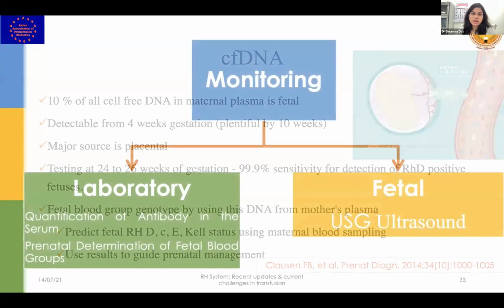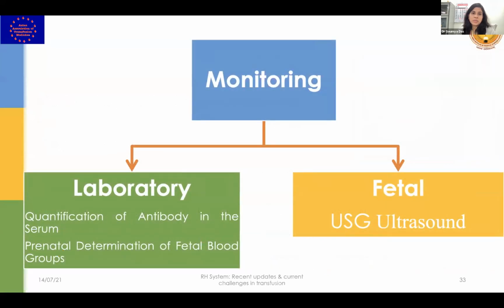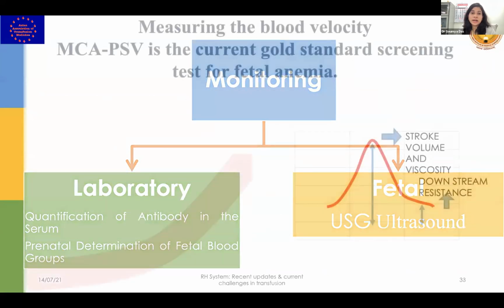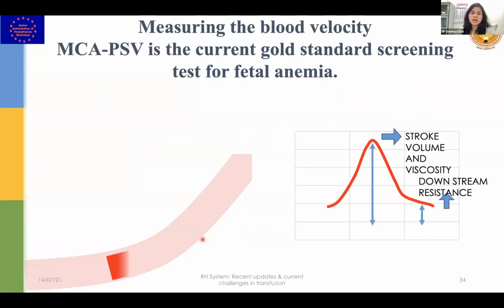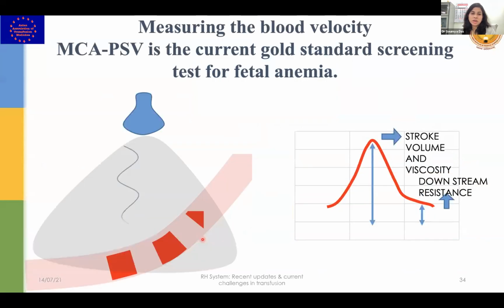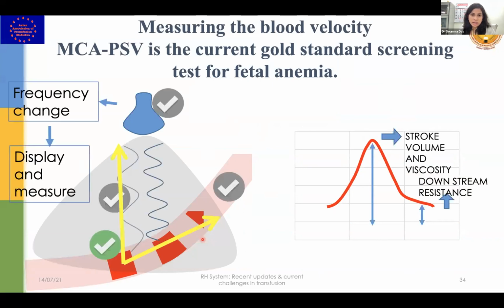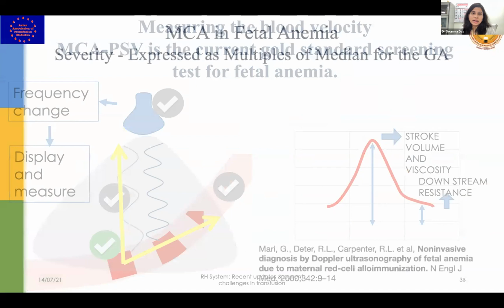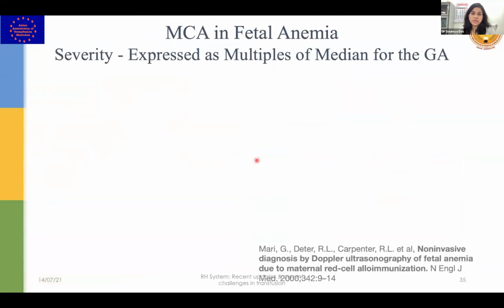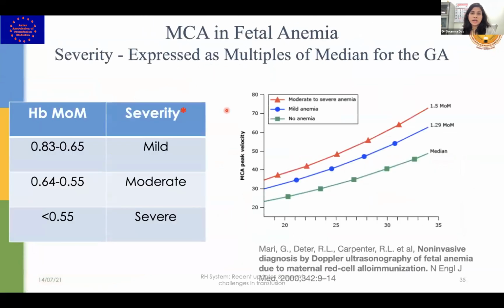Next is the fetal MCA PSV, which is the current gold standard for screening for fetal anemia, which measures the blood velocity of the middle cerebral artery. And it determines the severity, defined as multiples of the median as per the gestational age.